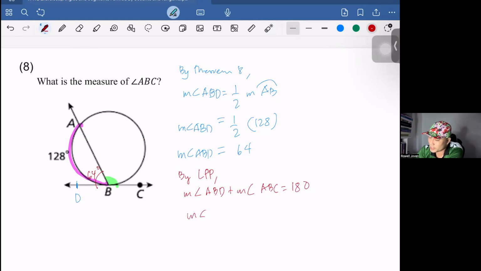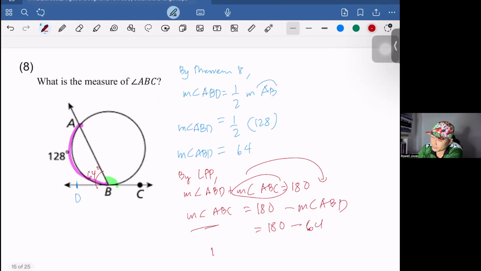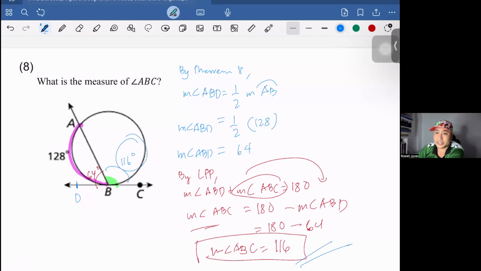So how do we get the measure of angle ABC? It's basically 180 minus the measure of angle ABD. So therefore, 180 minus 64. The measure of angle ABC is 116 degrees. So now, our final answer is 116 degrees. This is the final answer. Angle ABC is 116 degrees.